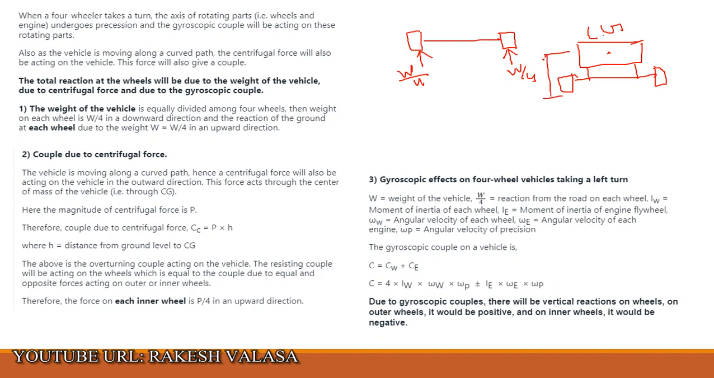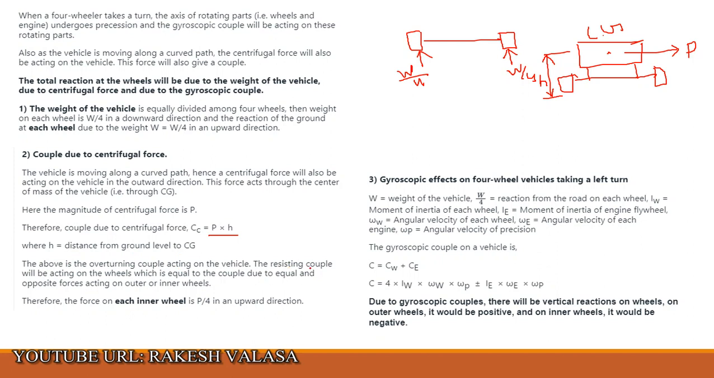Let us take the height from the ground, this is h, and the centrifugal force acts towards the outside. This is the force P, the centrifugal force acting outside. Hence the magnitude of the centrifugal force is P. Therefore, the couple due to centrifugal force is centrifugal force into height, that is P into h. h is the distance from the ground level to the CG. This is the overturning couple acting on the vehicle.